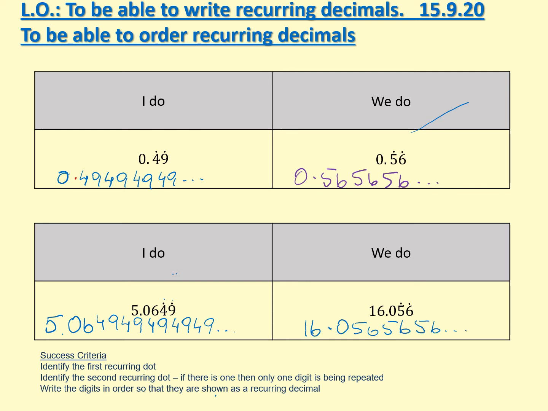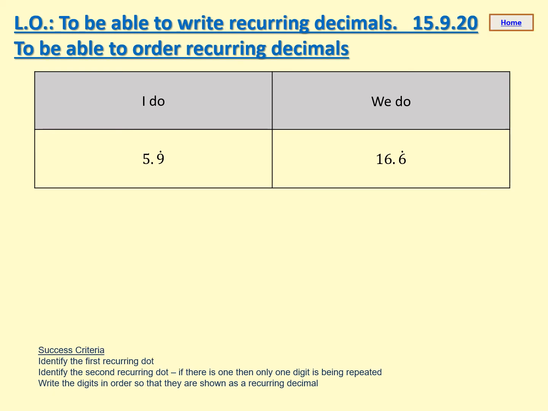Okay, so what you should have is 16.056556, and so on. If that's what you got, well done. Tick with the green pen. And now let's do one more. So in here, have a look at our success criteria.